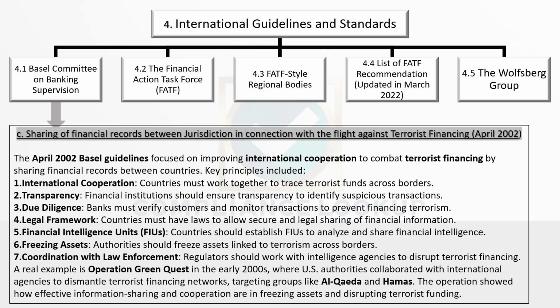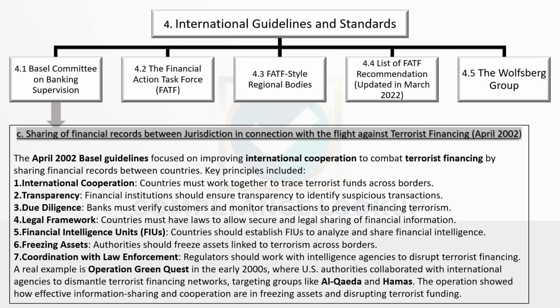This initiative came after the 9/11 attacks in 2001, which underscored the need for greater financial transparency and cooperation among countries to disrupt the financial networks of terrorist organizations. The guidelines aim to strengthen the anti money laundering (AML) and counter terrorist financing (CFT) frameworks by facilitating the sharing of financial information between different jurisdictions, countries, or regions to trace, freeze, and confiscate funds used for terrorism.